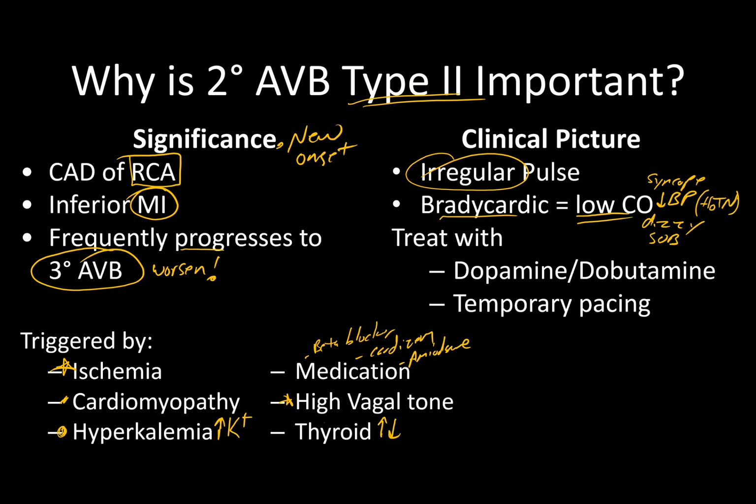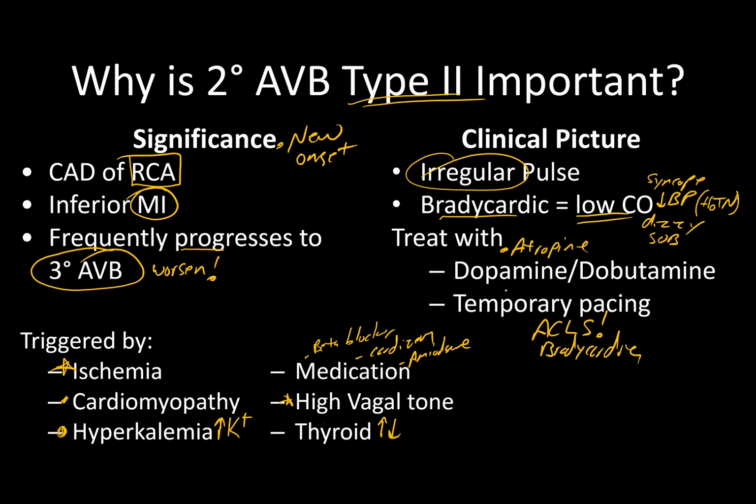What do we treat with? Well, we treat with ACLS, the bradycardia pathway, to where you're actually going to treat with atropine if you can get it in quickly enough.